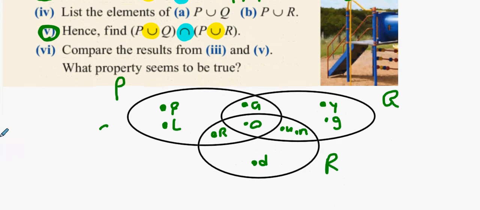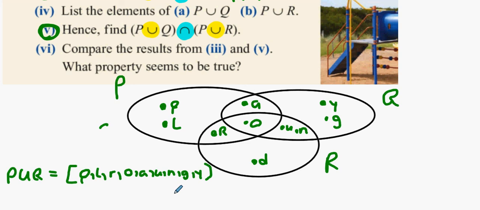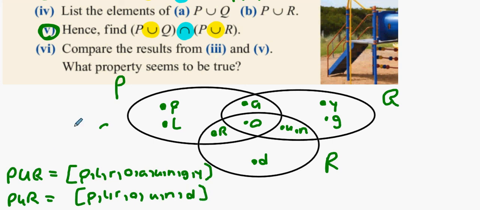What is P union Q? P union Q, lads? Okay, so P, L, R, O, A, U, N, G, and Y. Everybody cool with that? And what's P union R? P union R. P, L, R, O, U, N, D. Will they have the same answer?